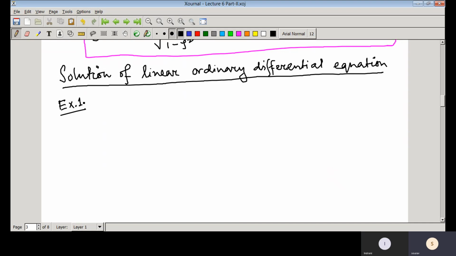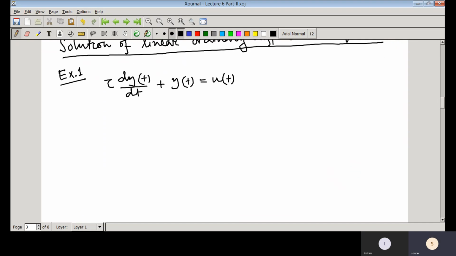So let us take the first order differential equation in standard form, that is tau dy(t)/dt plus y(t) equal to u(t). You can see that this is a first order linear differential equation, so all coefficients are constant, and here I have mentioned this tau because it has some physical meaning. This is called the time constant.